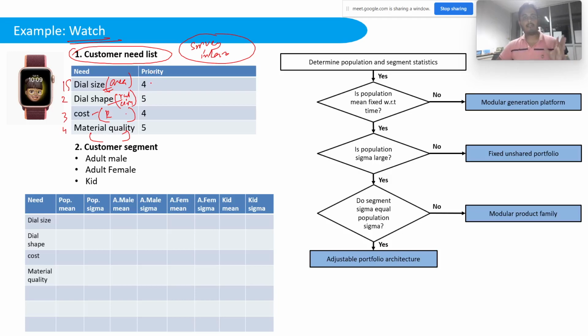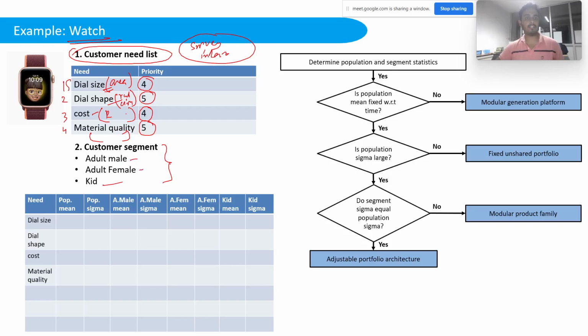Next, you prioritize these needs. These are again captured from the population survey. You understood that dial shape is the most important, high priority need. Material quality is again a high priority need. On cost, people may compromise a little bit if you provide higher material quality and dial shape. Similarly, dial size is also a little compromisable if you consider the other parameters equally. Then you try to capture the various customer segments.